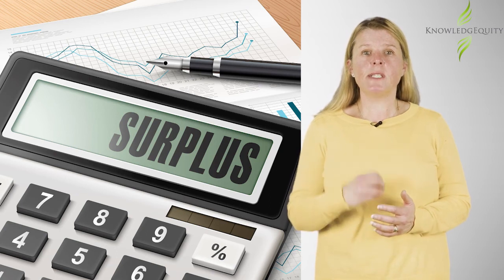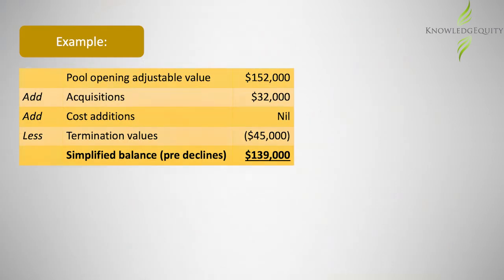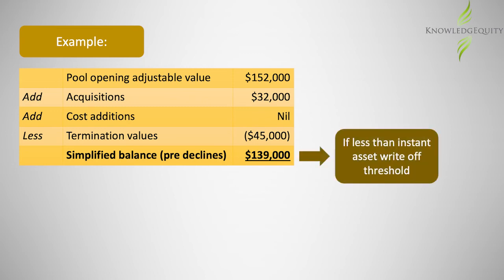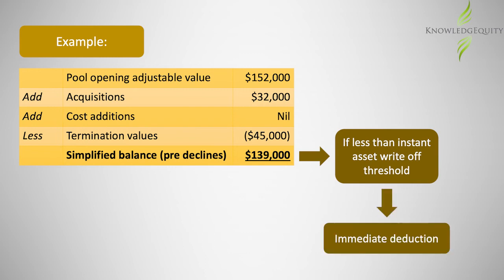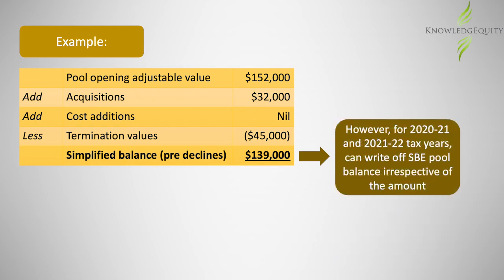We now have to consider the pool closing balance. If the closing balance under a simplified calculation, ignoring decline, is less than the immediate write-off threshold, but greater than zero, then an immediate deduction is available for the balance, leaving a zero pool balance. This is instead of claiming deductions using the normal pooling methods. However, for the 2021 to 22 tax years, the closing balance can be deducted irrespective of its size.